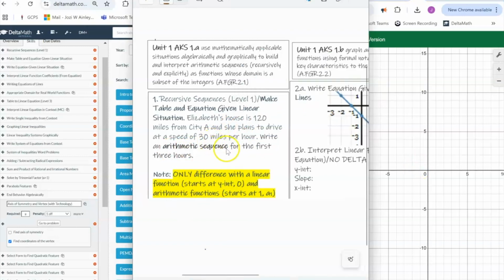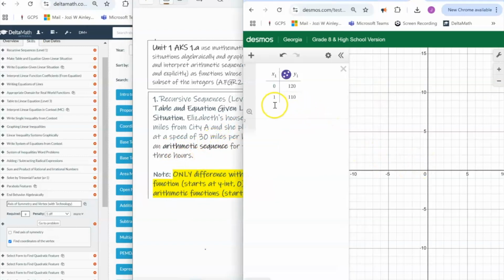So if we're being asked to write an arithmetic sequence, I'm not going to look at the 0. All right, for the first 3 hours, so I need 3 hours. So that's hour number 1, hour number 2, hour number 3. She's going to lose 30 each time, right? Because she's driving 30 miles every hour. So 110 minus 30 is going to be 80, and then 80 minus 30 is going to be 50. So we're losing 30 every time.